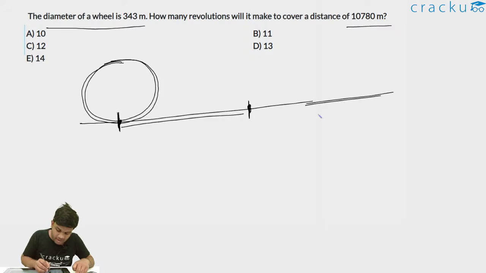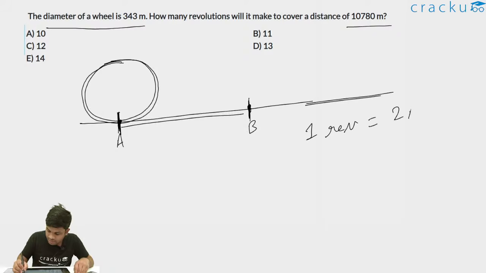So it means that by traveling from point A to point B, a circle covers one circumference. So, in one revolution, a circle covers 2 pi r distance, which is the circumference of the circle.